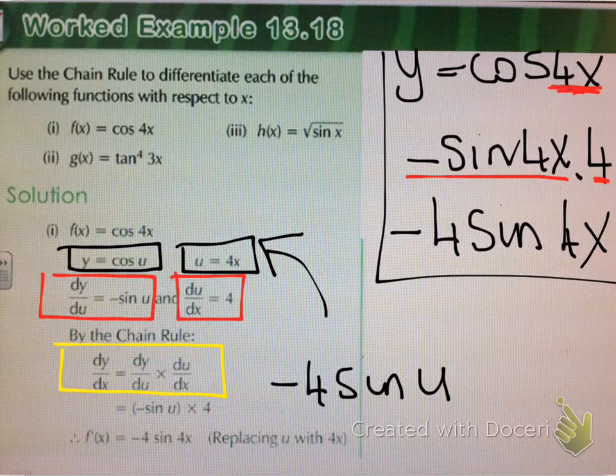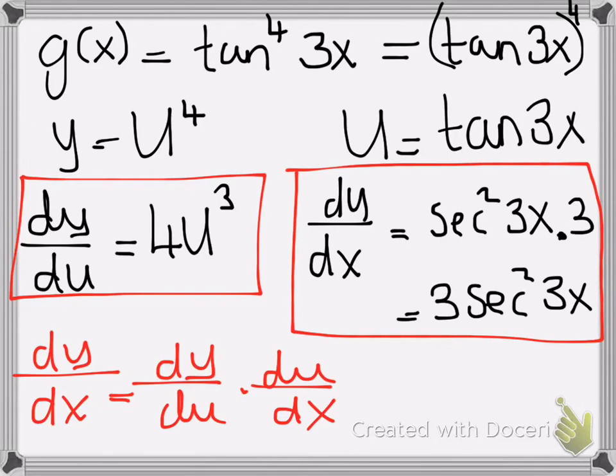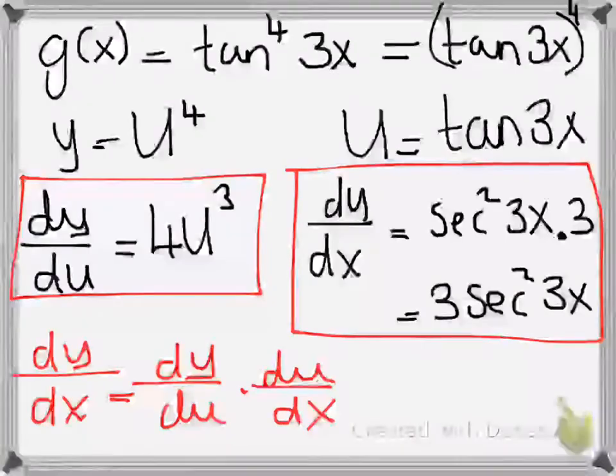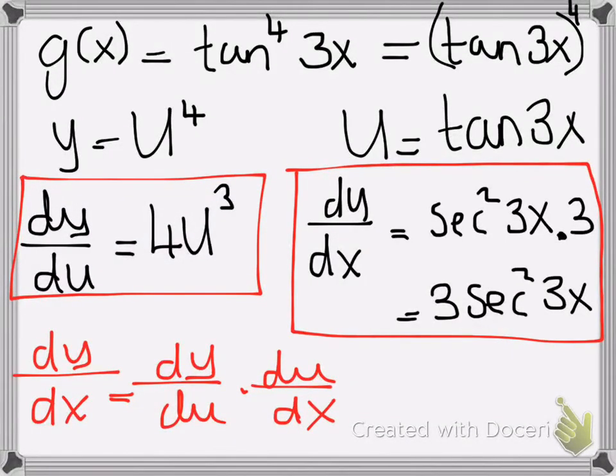Part 2, g of x is equal to tan 3x to the power of 4. Now, this one is slightly different. Instead of letting u equal the angle this time, we have to let u equal tan 3x, because of the power of 4. So g of x is equal to tan 3x to the power of 4. Rewrite that as tan 3x all in a bracket to the power of 4. Here we just use our normal chain rule. Let y equal u to the power of 4, and let u equal the bracket. So u is tan 3x and y is u to the power of 4.